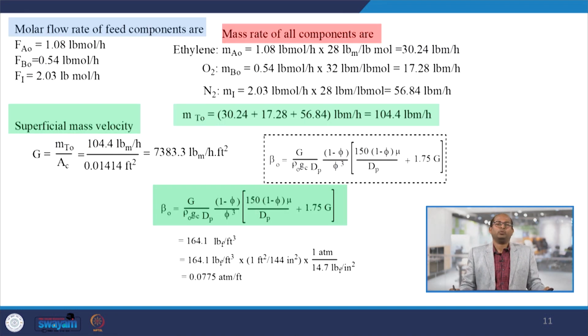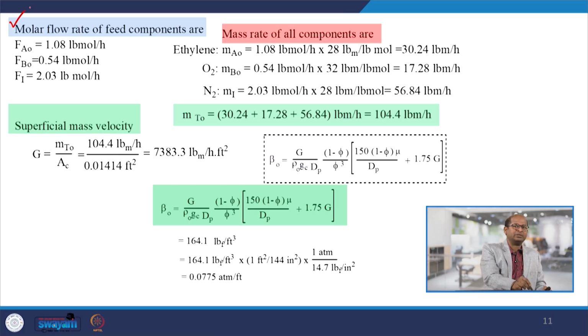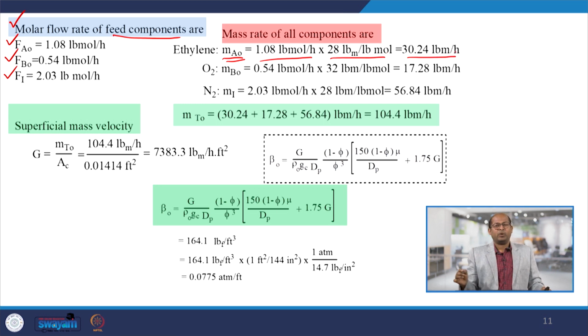So, for the individual component, the molar flow rate is given, or we have calculated it based on the stoichiometry. Here are the molar flow rates of the feed components, A, B and I, in moles per hour. If we multiply each by its molecular weight, we get the mass rate of ethylene in pound mass per hour.